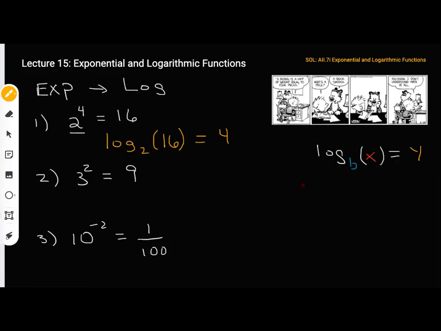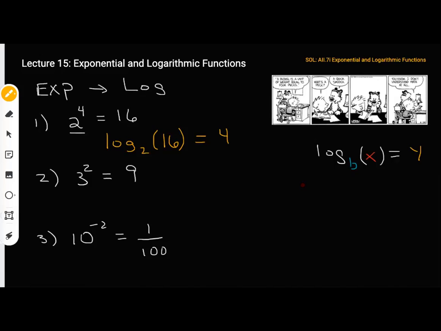So what exponent does 2 need to get back to 16? That's going to be 4, right? Because 2 cubed is going to give you 8. And then if you multiply by 2 one more time, you get 16. And that's 4 of the 2's that you need. So that's where the exponent goes. It always goes on the other side of the equal sign.